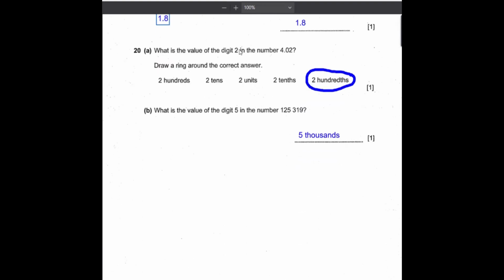What is the value of the digit 2 in these numbers? We know that 4 is ones, the 0 is tenths, and the 2 is hundredths. So it is 200. What is the value of the digit 5 in this number? Okay, if you look, 9 is ones, 1 is tens, 3 is hundreds, 5 is thousands, the 2 is 10,000, and the 1 is 100,000. So the 5 is 5,000.